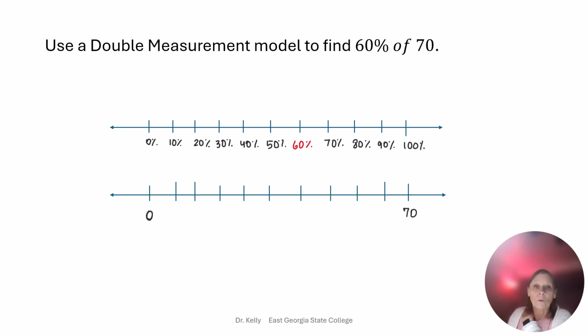So if we're here at 70, if 10 steps is 70, then 1 step is 7, and we'll just go ahead and do the exact same thing. Jumping up by 7, and here we get to 42. So 60% of 70 equals 42.